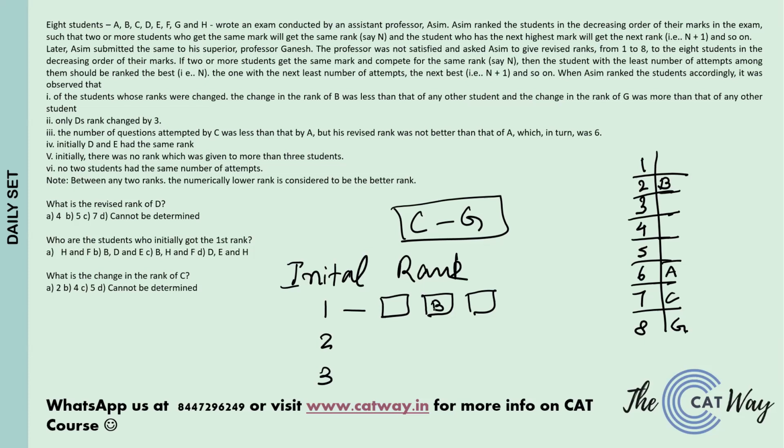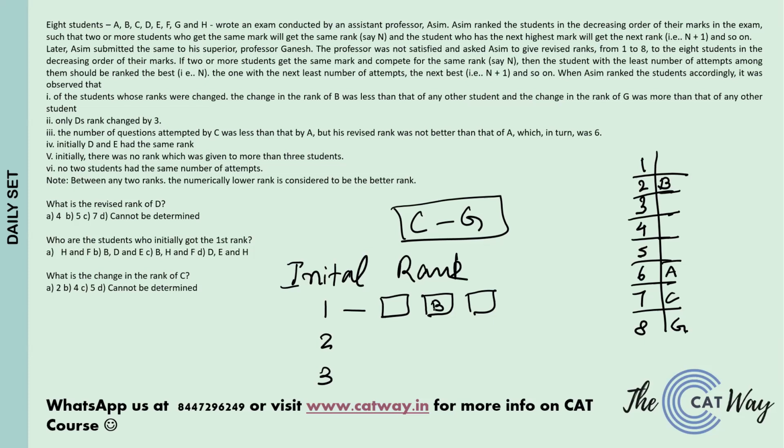Okay, because he has to get his rank changed by a value of 3. So 1 plus 3 is 4, but all the people who got the initial rank of 1, the worst rank that they can get in the final revised rank is 3. So that is not possible, because if rank of D was 1 in initial, his rank has to be 4 in final, and that is not possible.